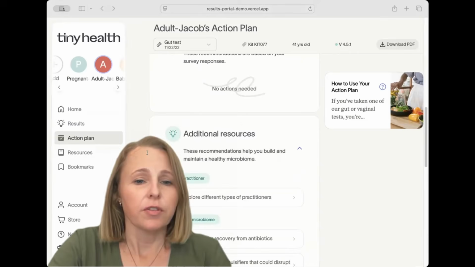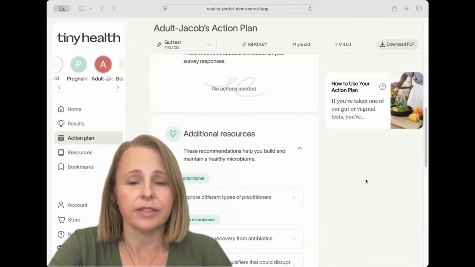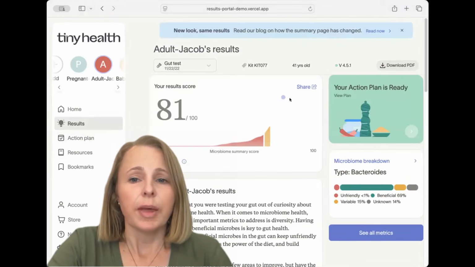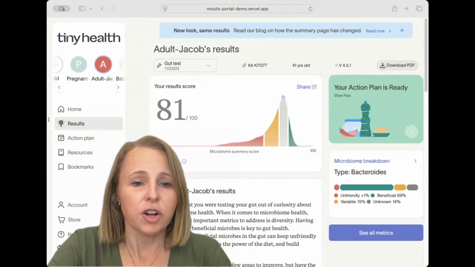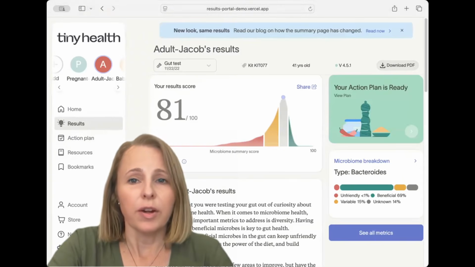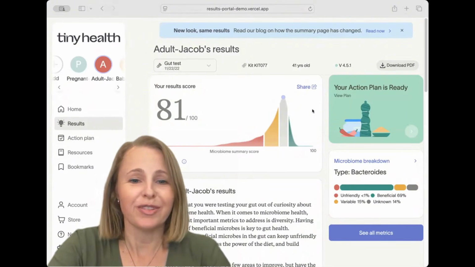It normally takes 3 to 4 months for the adult microbiome to shift, or longer if there are significant imbalances. On the main results page, you can click in this right corner to download the PDF to share with your practitioner, and you can always schedule a one-on-one with a microbiome specialist here at Tiny Health if you need more support.